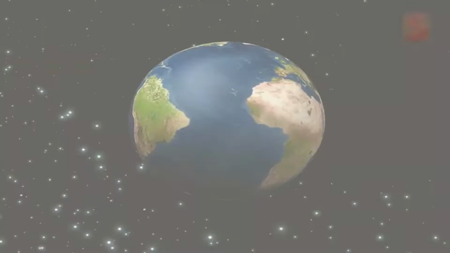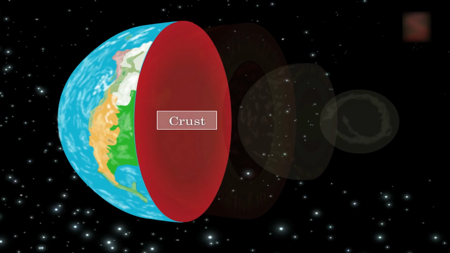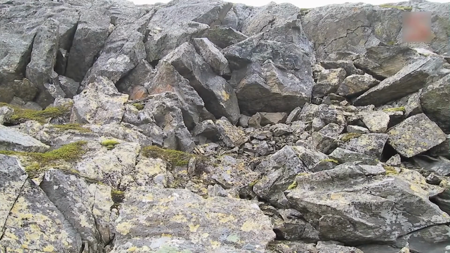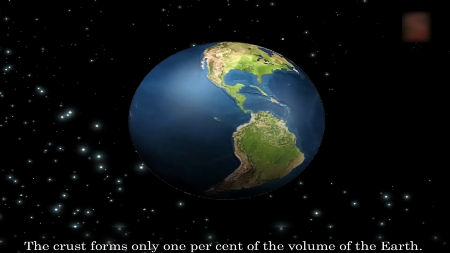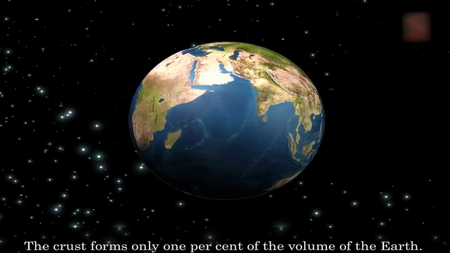First, let us learn about the earth's crust. The outer part of the earth is called the crust. It is on the crust that all of us live. The crust is as deep as 30 to 100 kilometers. Various kinds of rocks are found in this layer of the earth. Surprisingly, the crust forms only 1% of the volume of the earth.